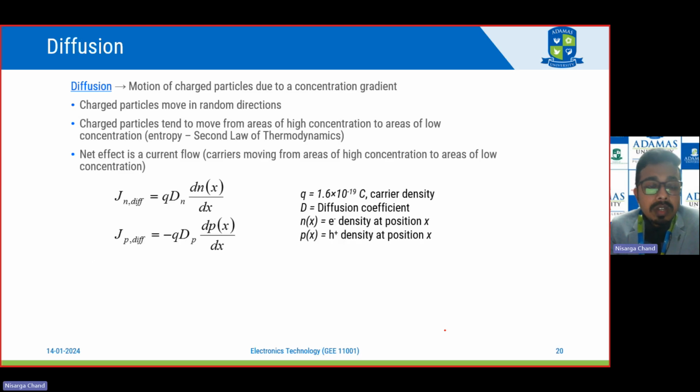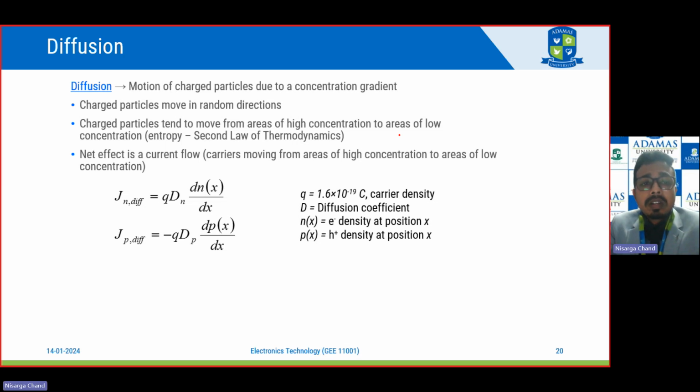Next, what is diffusion? Diffusion, in addition to the drift mechanism, is a transport of carriers in a semiconductor that occurs due to another mechanism. Due to the property of diffusion, the excess carriers will diffuse from the side of higher concentration to the lower concentration. Charged particles move in random directions, but tend to move from areas of higher concentration to lower concentration. That is definitely the second law of thermodynamics.